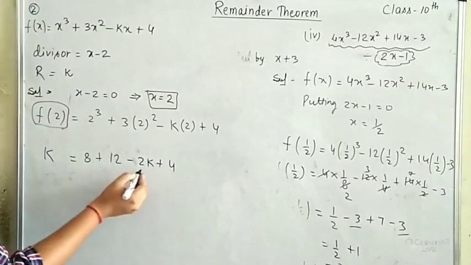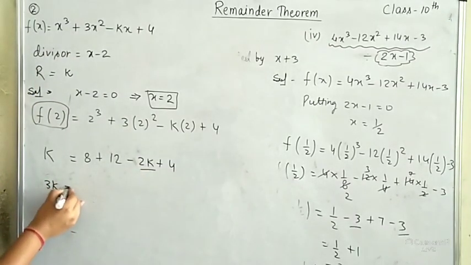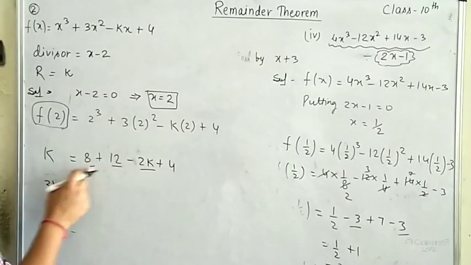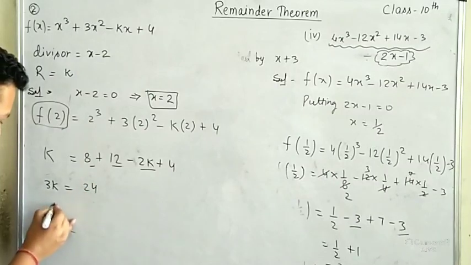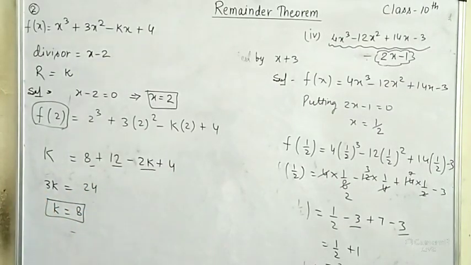Next, on taking the k on the same side, 2k plus k is 3k, is equal to 12 and 8 is 20, and plus 4 is 24. So k is equal to 24 divided by 3, which is 8. So this is the solution of question number second. Now the third is also the same kind of question.